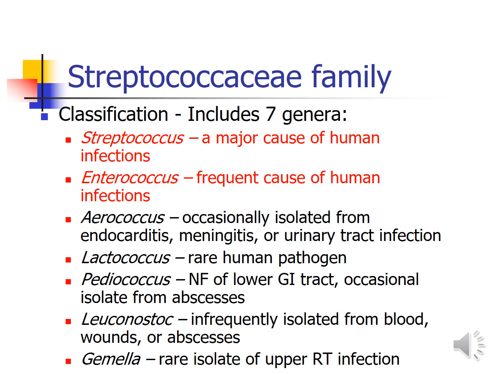Aerococcus is usually isolated from endocarditis, meningitis, and urinary tract infection. Lactococcus is a rare human pathogen. Pediococcus, a non-fermenter of the lower GI tract, is occasionally isolated from abscesses. Leuconostoc is infrequently isolated from blood, wounds, and abscesses. Gemella is a rare isolate from upper respiratory tract infection.